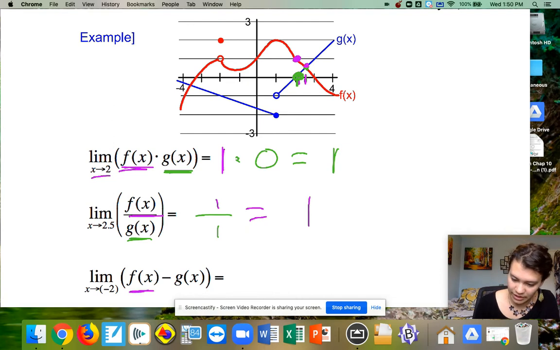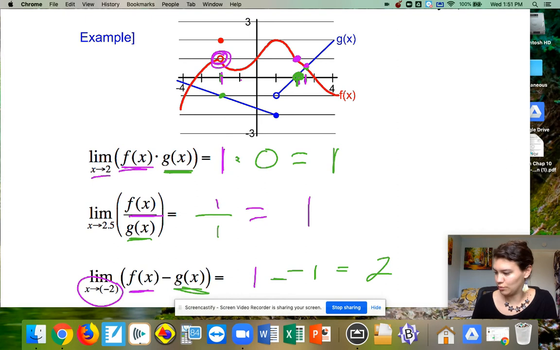And then if we're looking at negative 2, so negative 2 right here, we want the limit of this in the red, so it's just going to be right there, which is 1. And then if we look at g of x, so subtracting g of x, still right here, right there at negative 1, your limit will be 2.